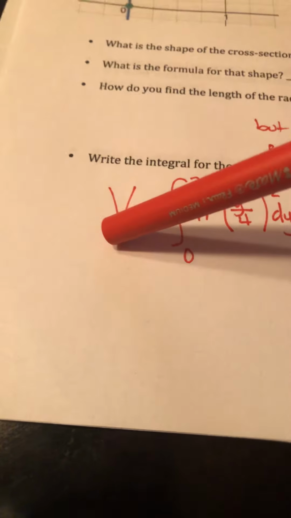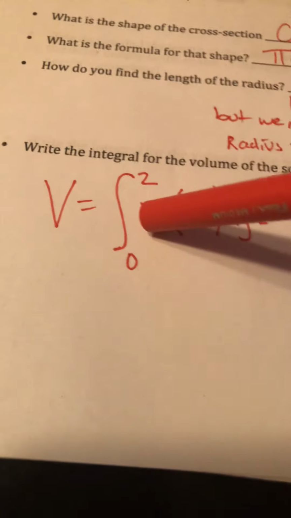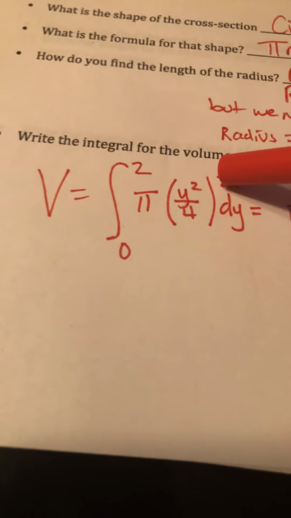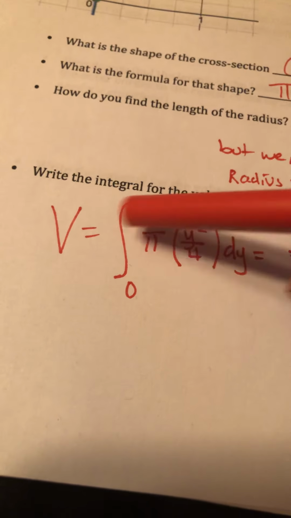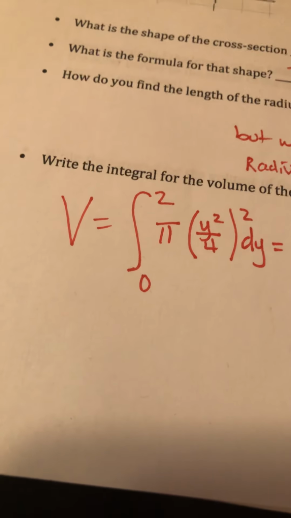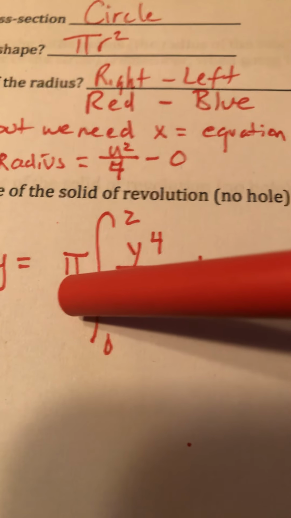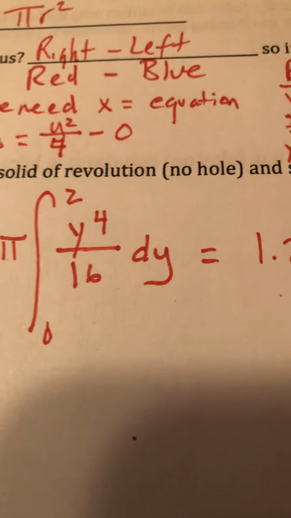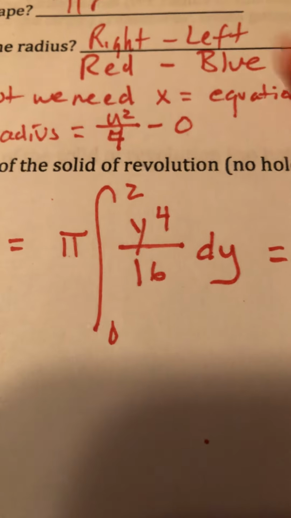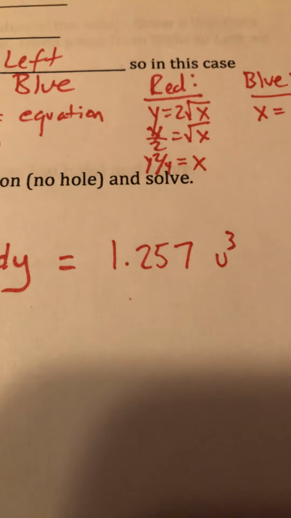So volume equals the integral from the lower y value to the upper y value of pi times radius squared. Now, I had mentioned in the previous two videos, if I wanted to, I could have simplified it and moved the pi. I'm going to go ahead and do that in this example. So I can take a constant like pi and move it to the outside, and y squared over 4 squared is the same as y to the 4th over 16. So this is kind of what a simplified integral would look like, and then I can put that in my calculator and get myself the right answer.